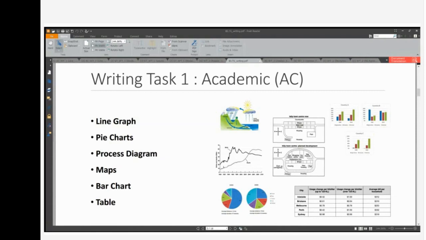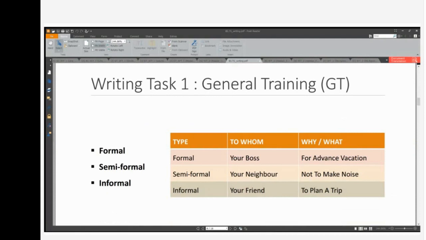In task 1 general training, however, you have to write a letter. Usually the letters can be described in three different categories: formal, semi-formal, or informal letters. So there are some examples for that. The category actually depends on to whom you're writing and why you're writing the letter.